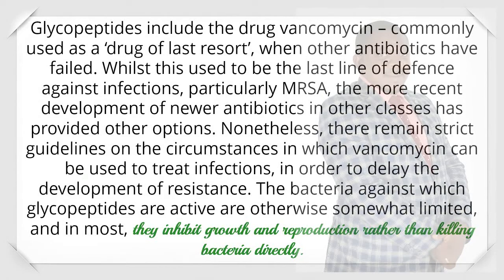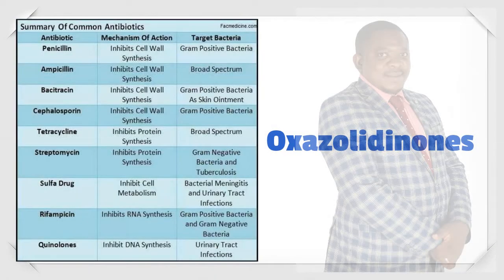Nonetheless, there remain strict guidelines on the circumstances in which vancomycin can be used to treat infections in order to delay the development of resistance. The bacteria against which glycopeptides are active are otherwise somewhat limited, and in most, they inhibit growth and reproduction rather than killing bacteria directly.